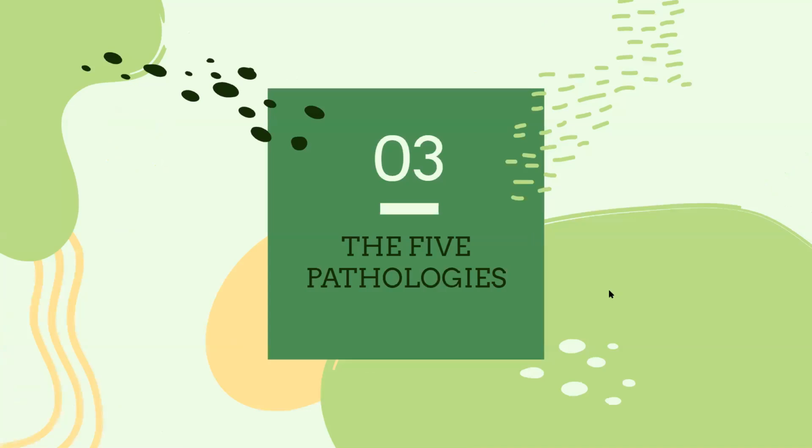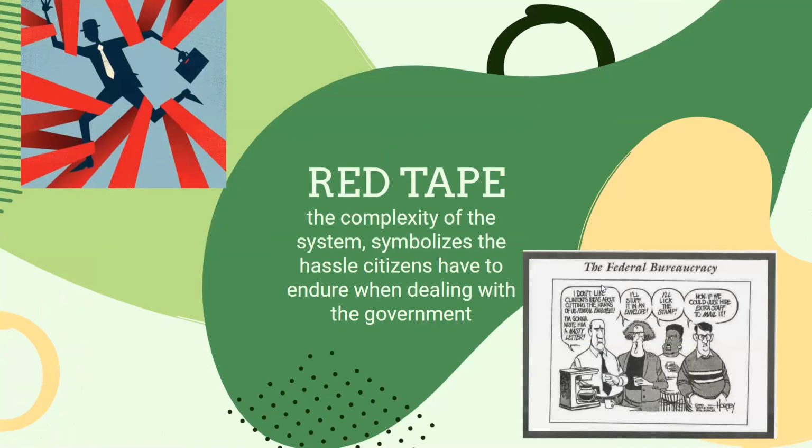So now we have the 5 pathologies. First, we have red tape, which basically refers to how complex the bureaucrat system is, and it symbolizes the hassle that the citizens have to endure when they deal with the government. So basically, when you call an agency or something, they always direct you to other people. So it makes it really complex since everyone has such a specific and individualistic role.